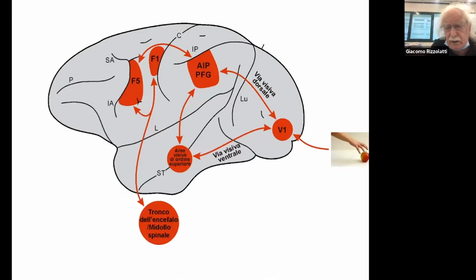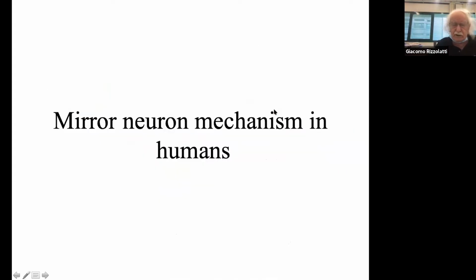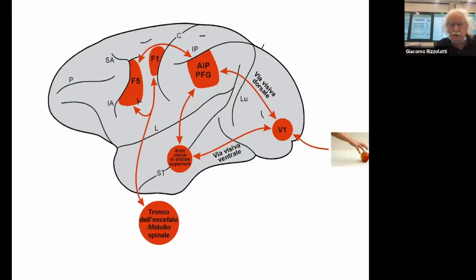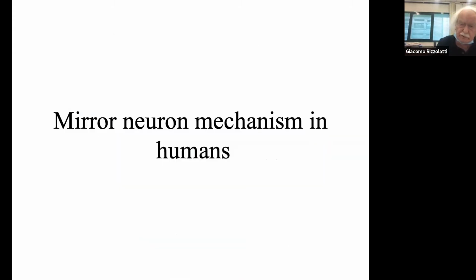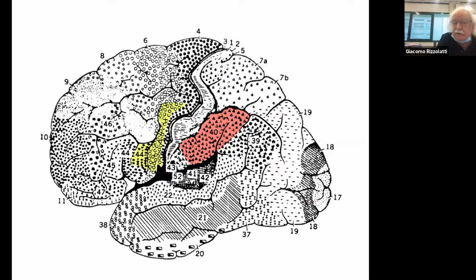Here is a schematic thing. You see V1 is purely visual. Then it goes to STS. It goes to IP, which I already mentioned, and then goes here. So we have a network which allows us to transform the visual stimulus into a motor counterpart. Before discussing what it means, why we have this neuron, what is the purpose, let's go to the humans, because as soon as we discovered this phenomenon in monkeys, we said, well, it's true also for humans.